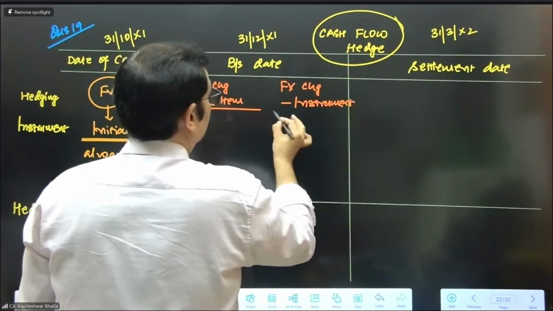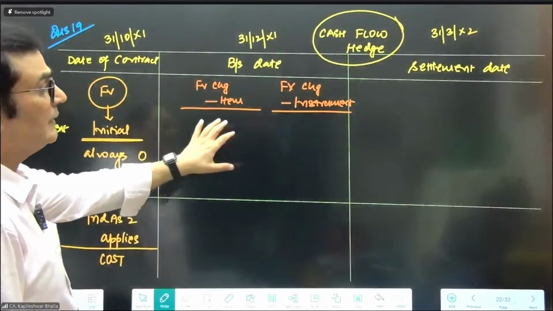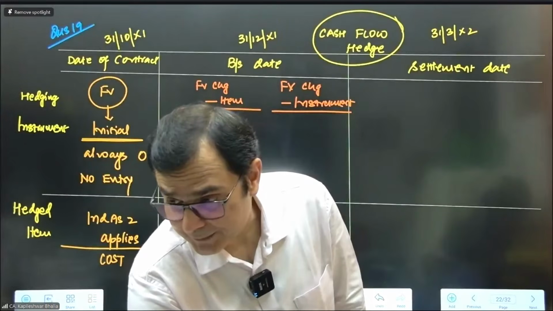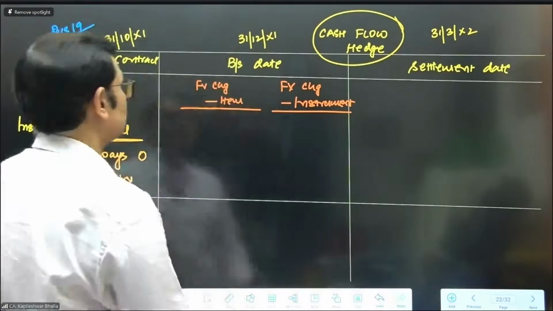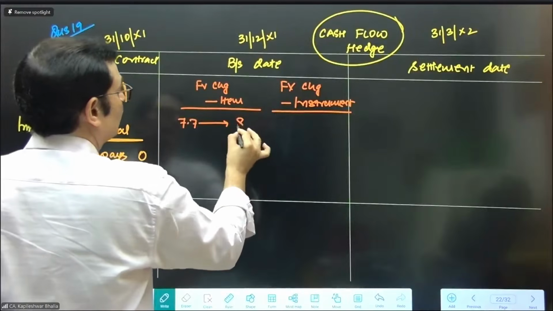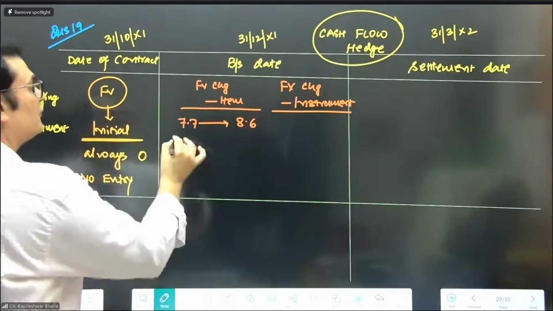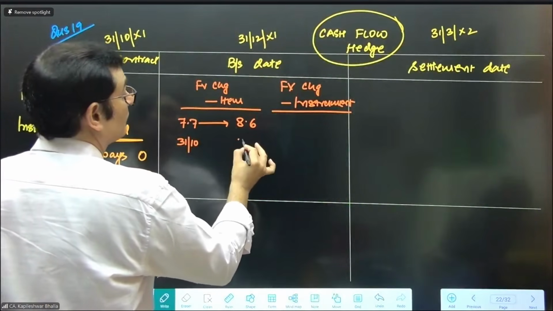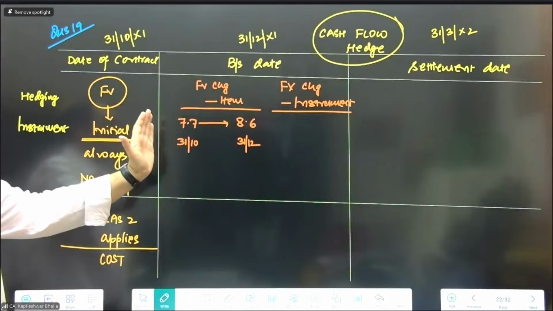For the purpose of accounting, you need to compare the fair value change of the item and the fair value change of the instrument. Looking at the data, the fair value of the inventory, that is the item, increased from 7.7 million on 31st October to 8.6 million on 31st December. So the inventory is increasing.